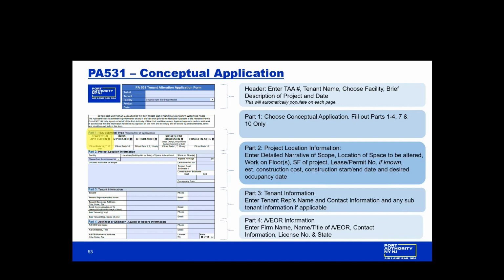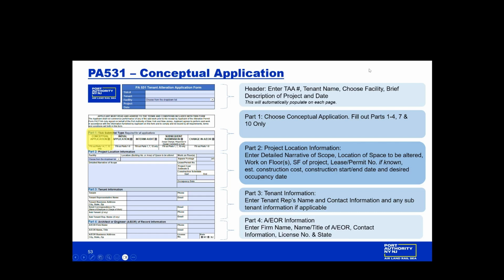At the header, you'll enter the TA number that was assigned to you at the project determination, the tenant name, choose your facility from the dropdown, and enter a brief description of the project and date. This automatically populates on each page. Part 1, like I said, choose conceptual, and fill out parts 1 through 4, 7, and 10 only.